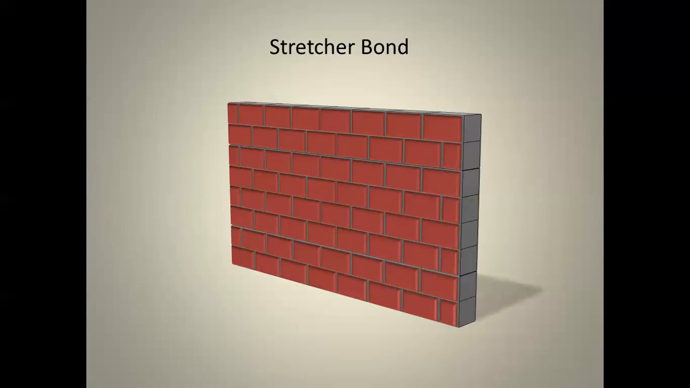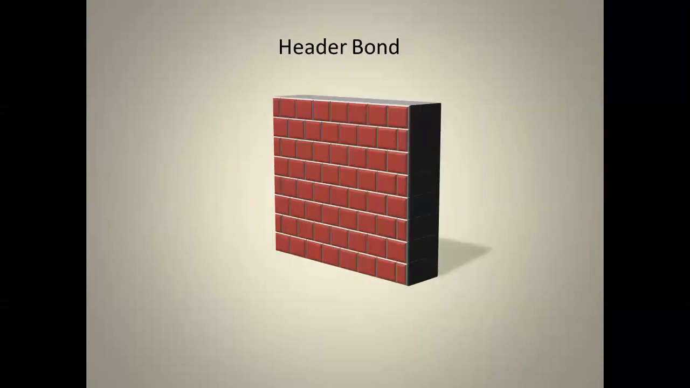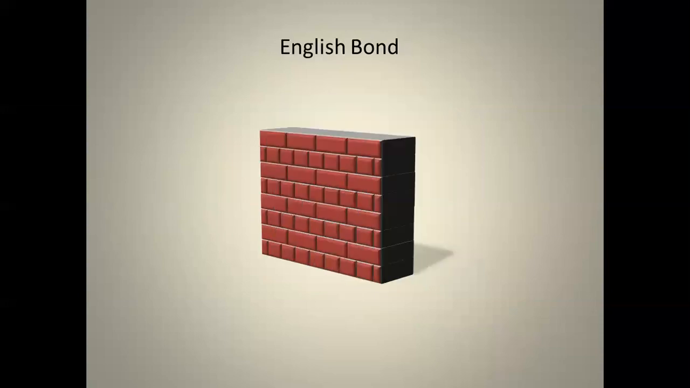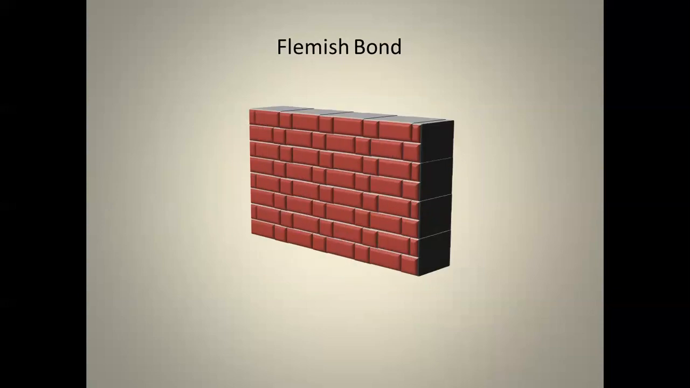And this is the sequence of strength. First we have the stretcher bond, the header bond is stronger than the stretcher bond, the English bond is stronger than the header bond, and the Flemish bond is stronger than the English bond. But we don't use Flemish bond for the construction, we use the English bond. Just comment below why we don't use Flemish bond for the construction.